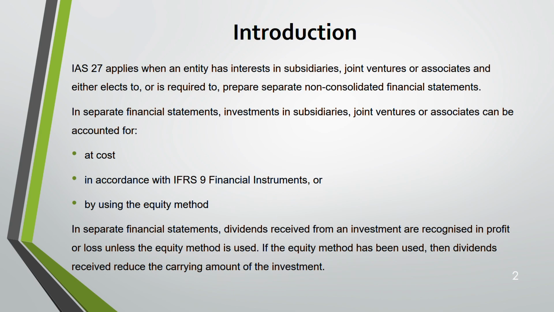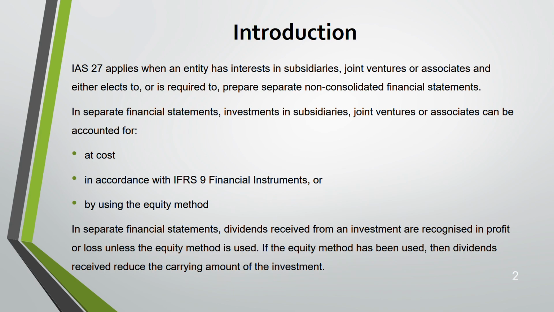If in a separate financial statement you have an investment in associates, joint ventures, or subsidiaries, you can record it at cost, in accordance with IFRS 9, or using the equity method. Normally, subsidiaries and joint ventures we record at cost. Any interest we have which is less than 20%, we deal with in accordance with IFRS 9, and the equity method is for associates. So associates and joint ventures use the equity method, and at cost is for the subsidiary.